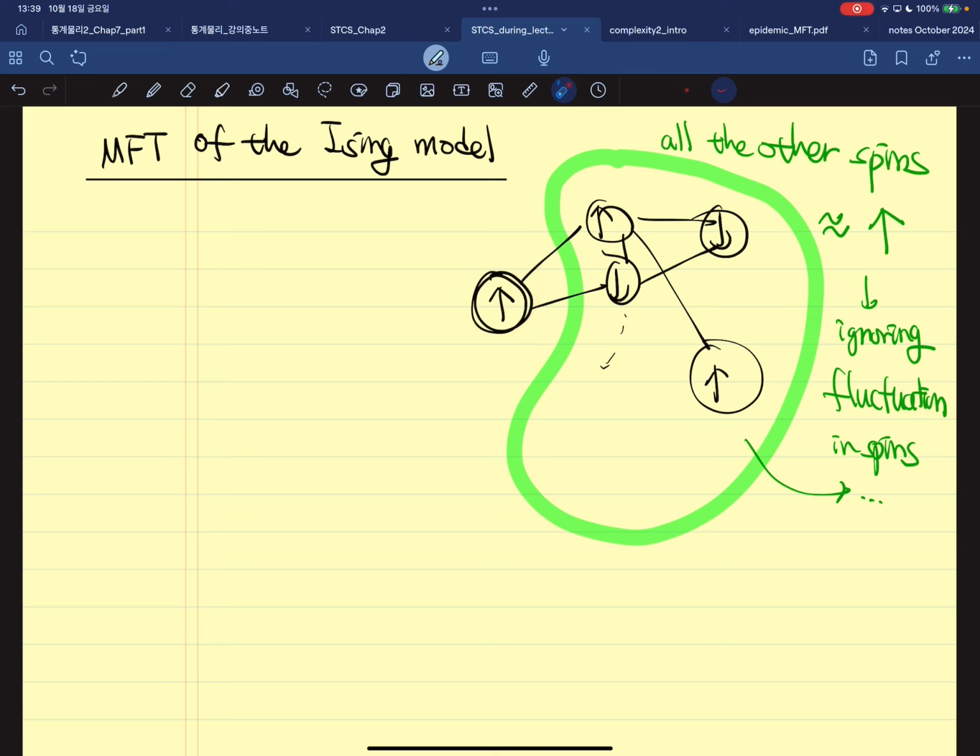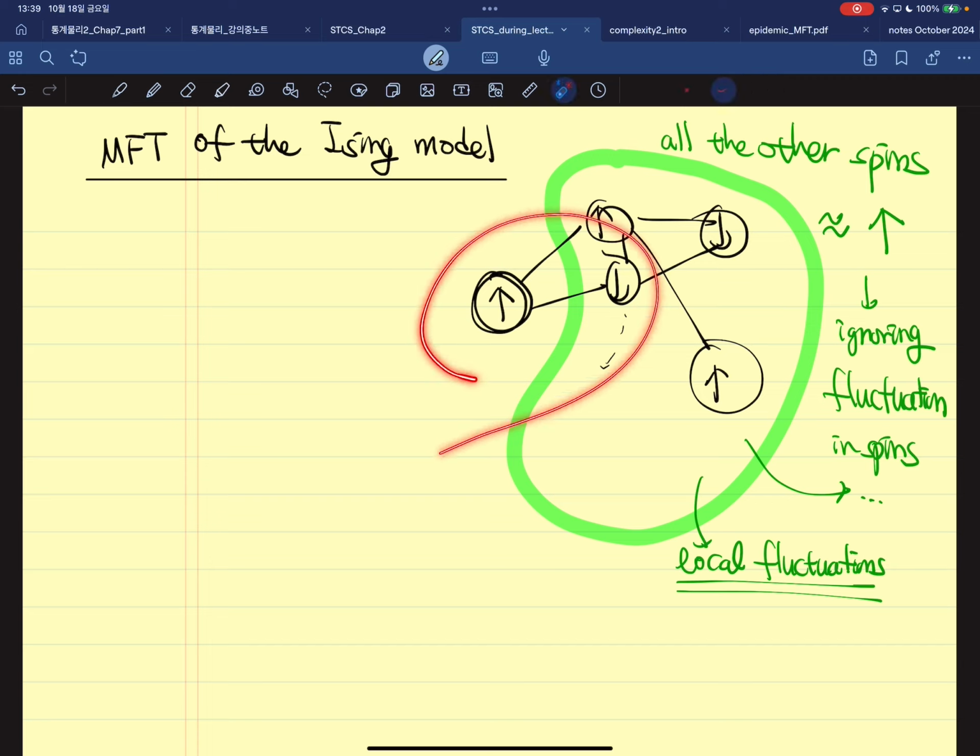Or we can call this ignoring the local fluctuation. So how can we realize this kind of treatment? That is the first part of this mean field theory of the Ising model. It is relatively easy to solve the Ising model when we ignore this local fluctuation.